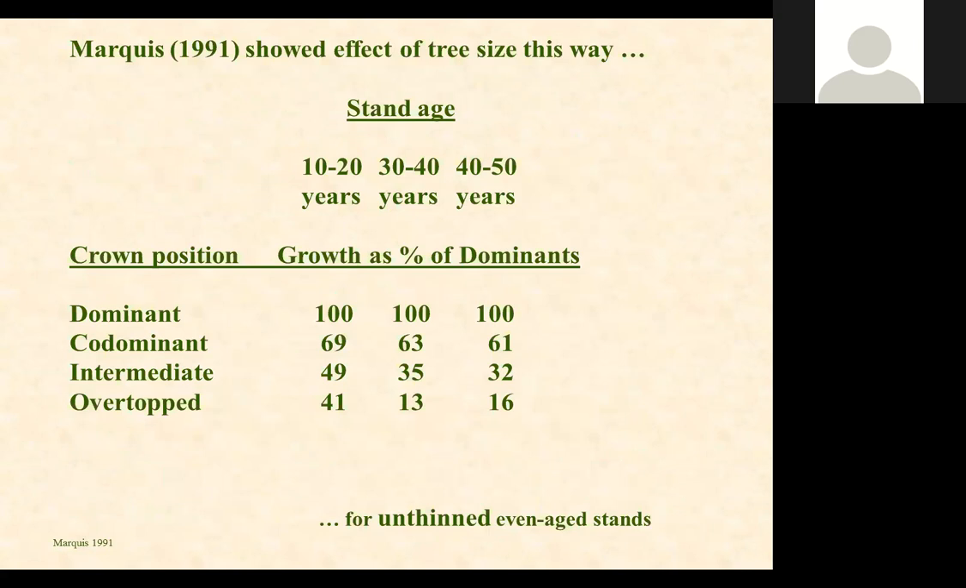Marquis has some similar data. He represents here the growth of co-dominant, intermediate, and overtop trees as a percentage of the growth that he measured on dominants. And notice that he has three time intervals. In all cases, as you drop from the upper to the next to the lowest crown position, the growth decreases to a portion of what you can get on dominant trees. So in his case, this is an unthinned stand, the co-dominants are about 2/3 of what you get on the dominants.